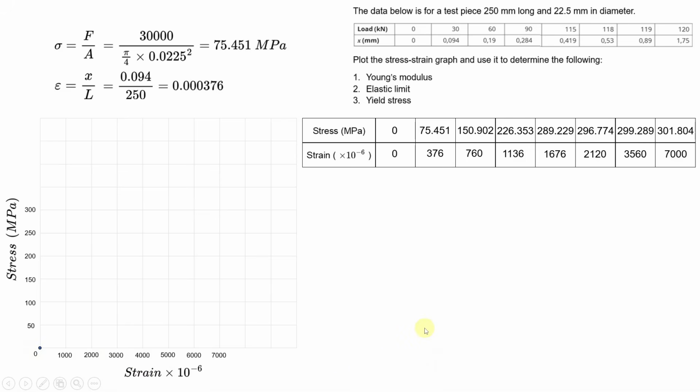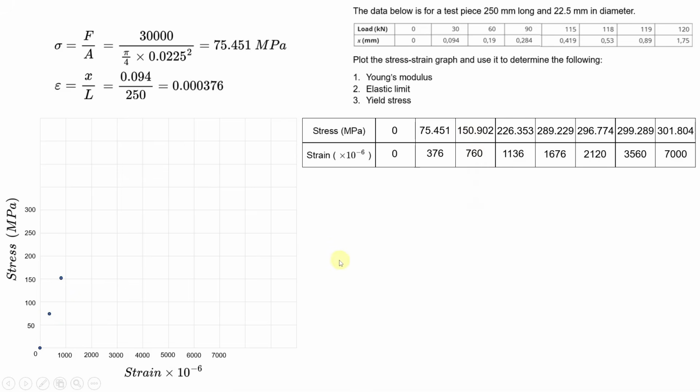The second point is that on the horizontal, I have 376 and the stress is 75. So 376 should be somewhere here, and 75 on the vertical is somewhere there. So if you plot it, 376 is on the horizontal, 75 is on the vertical. If you plot where they meet, it's somewhere there, and so that is where you will have that point, 376 and 75. The next one is 760 and 150.